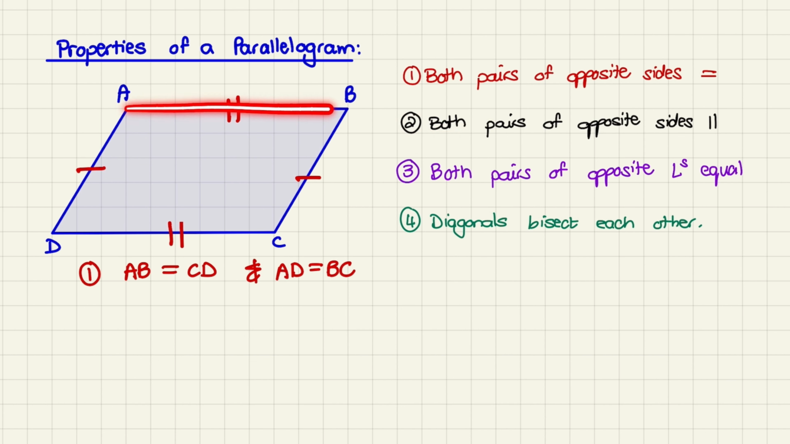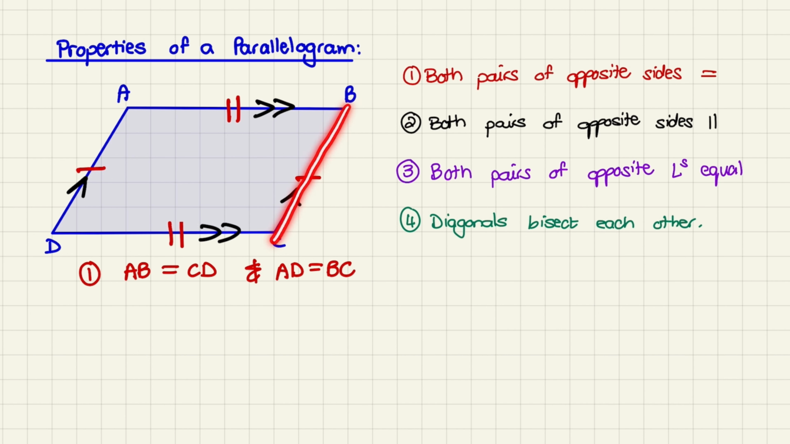So AB would be parallel to DC and AD would be parallel to BC. And we indicate parallel lines with arrows. Notice that AB and DC each have 2 arrows showing that they are parallel, and AD and BC each have 1 arrow showing that those sets are parallel.